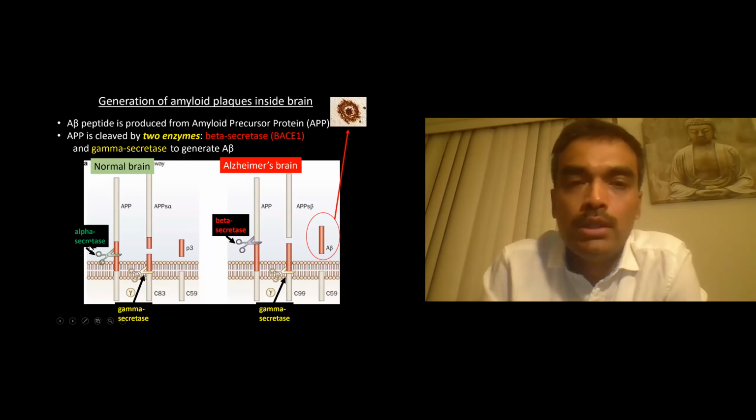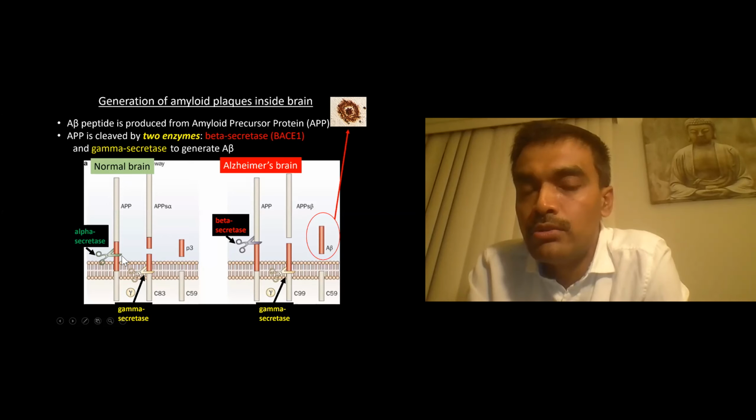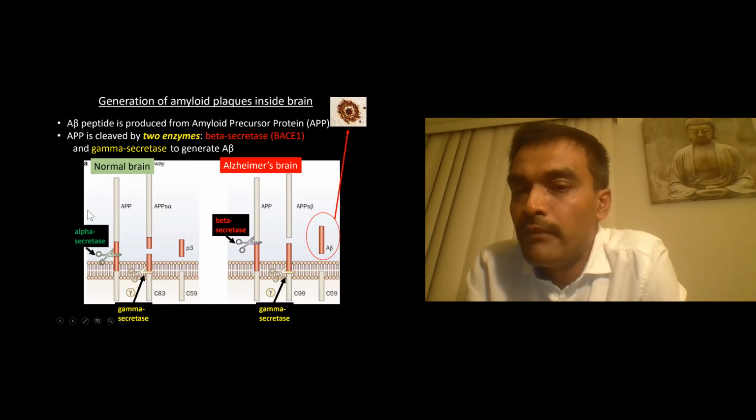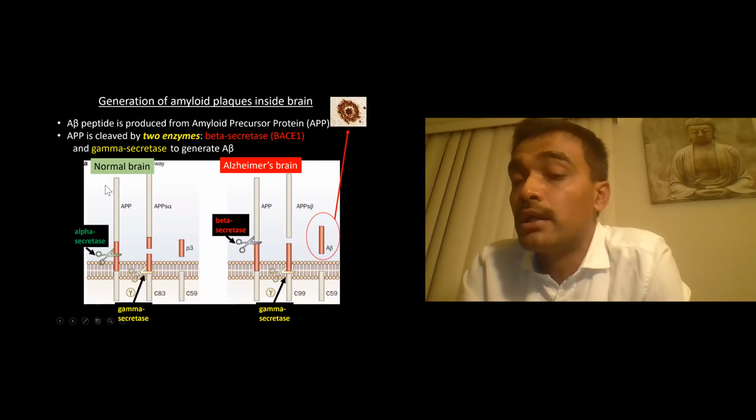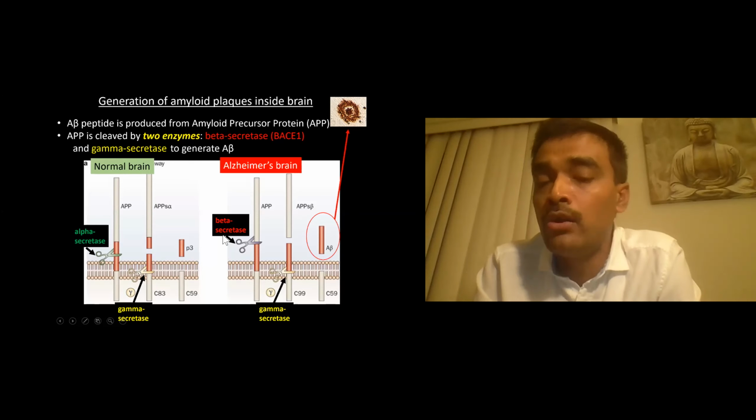But what happens in Alzheimer's brain, instead of alpha secretase, another scissor comes, it's called beta secretase, it starts cleaving, followed by gamma secretase cleavage. And this cleavage leaves A beta fragment inside the neuron, which is secreted out eventually. And those A beta fragments basically form this amyloid plaque. This is the biology of generation of amyloid beta.